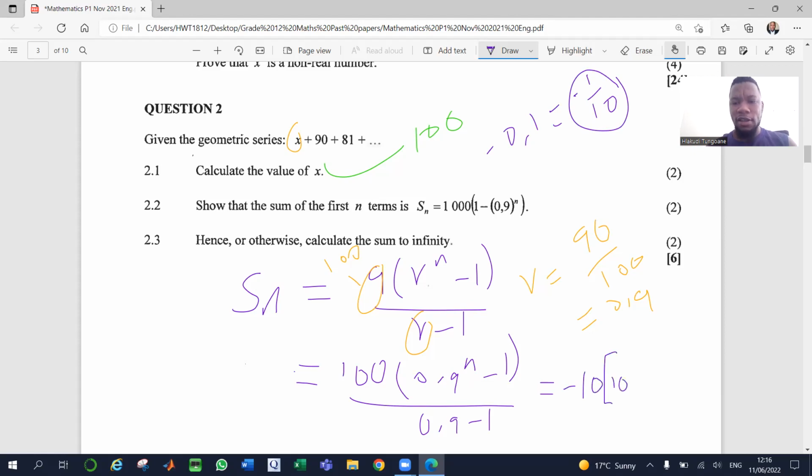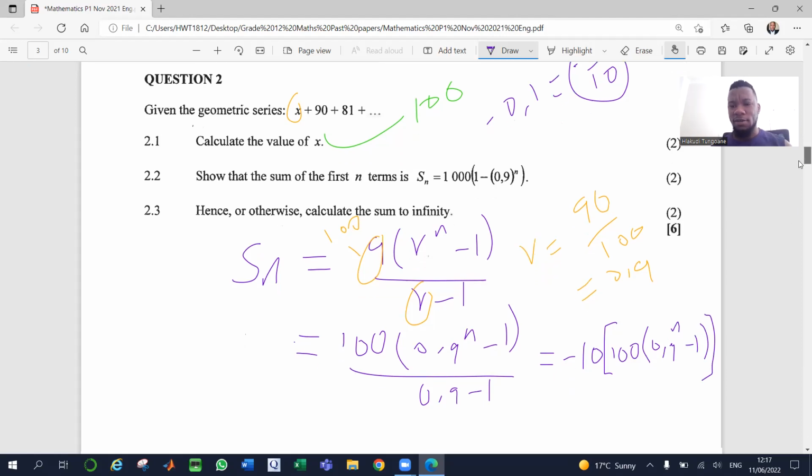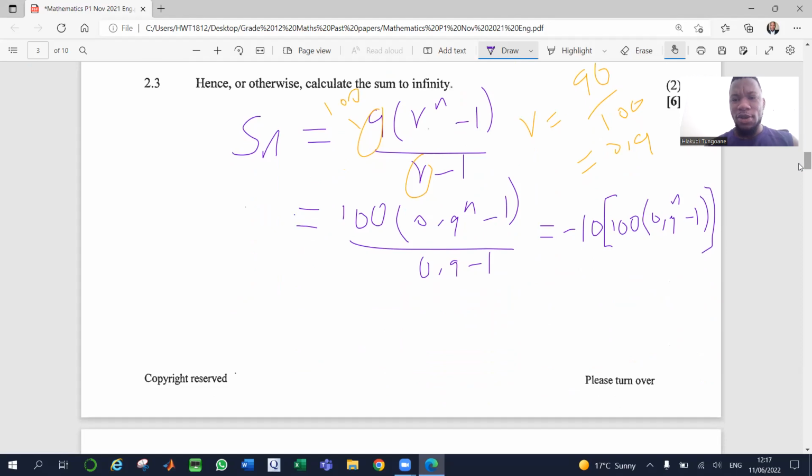multiply 100 and then 0.9 to the power of n minus 1, essentially. So we killed that denominator because it's just like multiplying the numerator, right? So yeah, then this simplifies. If you multiply inside the bracket, we're going to get minus 1,000, right? It's the same as 0.9 to the power of n minus 1.